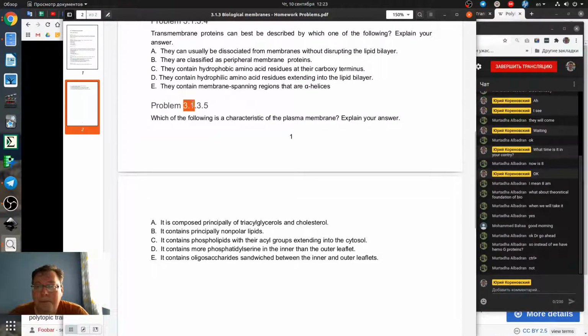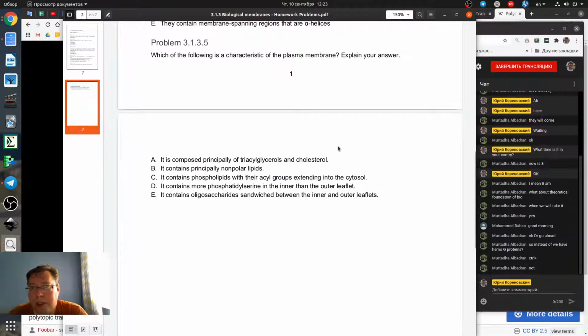Problem 3.2.3.5. Which of the following is characteristic of the plasma membrane? Characteristic of plasma membrane. Explain your answer. It is composed principally of triacylglycerols and cholesterol. No. Principally, the membrane contains cholesterol or cholesterol esters and phospholipids.